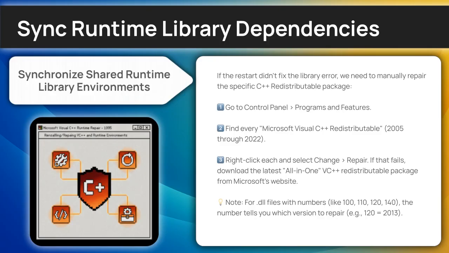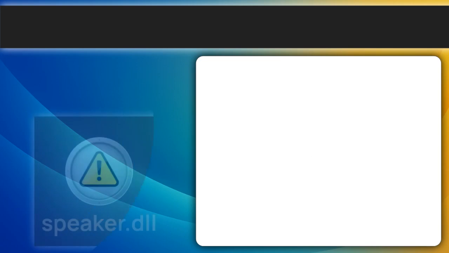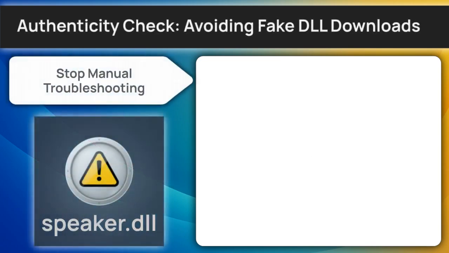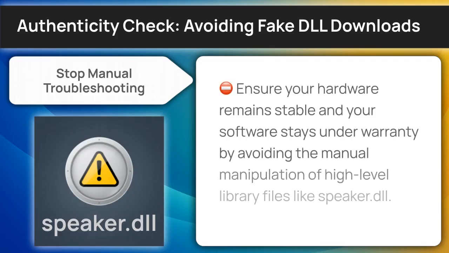Please note that for DLL files with numbers, the number tells you which version to repair. For example, 120 equals 2013. To prevent any secondary issues, I recommend a cautious approach to downloading individual system files. Manual intervention with Speaker Library DLL is technically dangerous because it risks overriding newer, secure system libraries with older vulnerable versions that lack modern security patches.